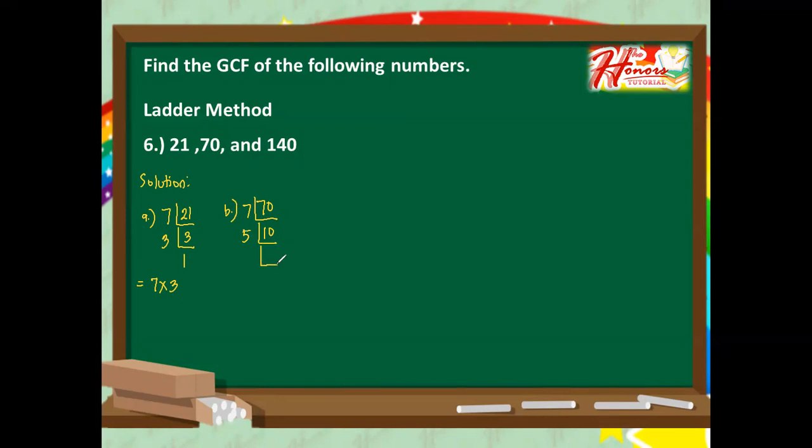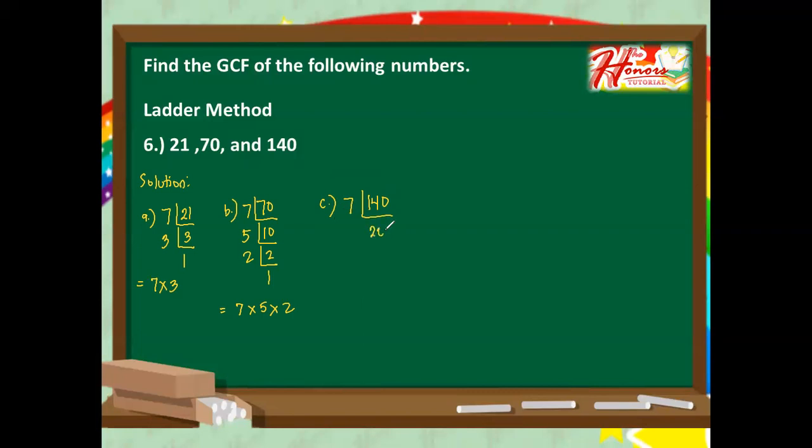10 divided by 5, that's 2. Prime number that can divide 2 is 2. 2 divided by 2 is 1. So for 70, our factors are 7 times 5 times 2. For letter C, we have here 140. So think of a prime number that can divide 140. Let's use 7. So 140 divided by 7, that is equal to 20.